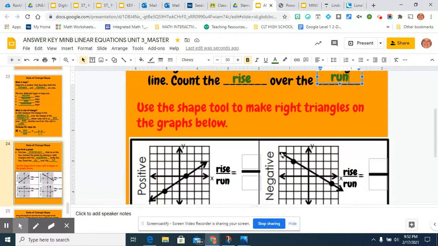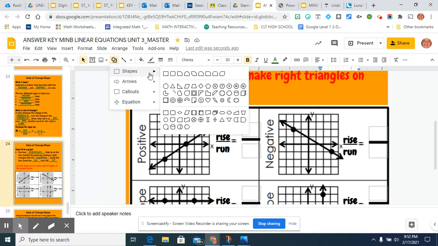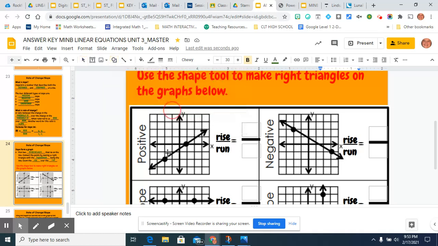So what we're going to do next is we're going to practice this. We're going to use the shape tool, which is right here, to make right triangles between the 2 designated points. So I'm going to go up here to my line. I'm going to choose a shape, and I want the right triangle, which is right here. And I'm going to make it so that my right triangle is going to be between these 2 points. Now it looks like I'm going to have to change my right triangle a little bit. So I'm going to want to add a 90-degree angle.